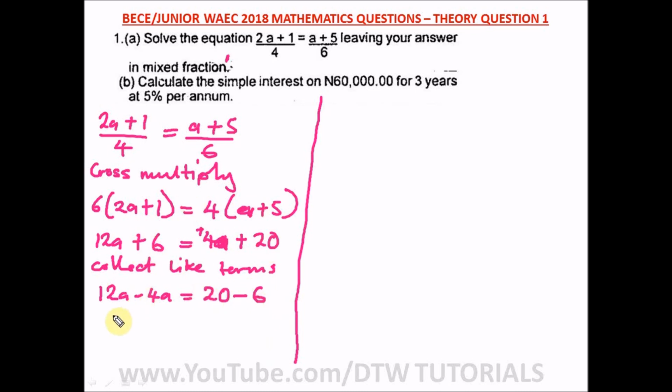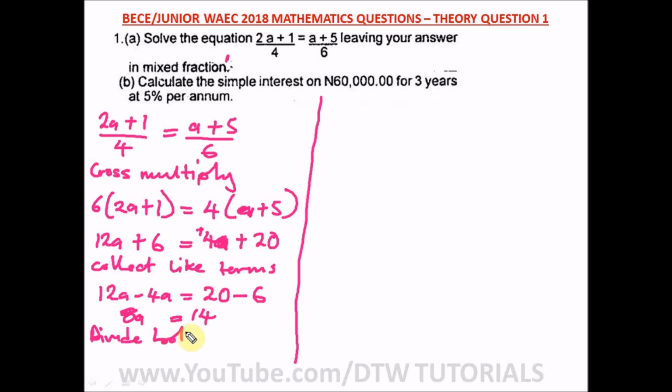Then taking plus 6 here to be minus 6. All right, so here we have 12a minus 4a. What is 12 minus 4? That is 8. So we have here 8a equal to 20 minus 6, which will give us 14. So the next thing, we'll divide both sides by 8, so we can get a value of a.